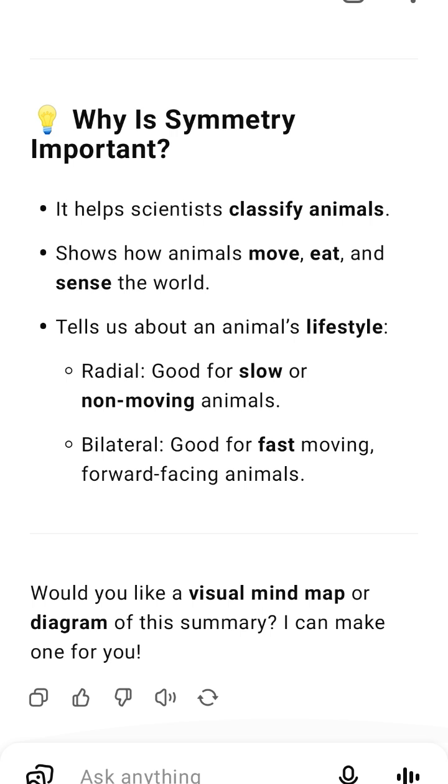Why is symmetry important? It helps scientists classify animals, shows how animals move, eat, and sense the world, and tells us about an animal's lifestyle. Radial is good for slow or non-moving animals. Bilateral is good for fast-moving, forward-facing animals.